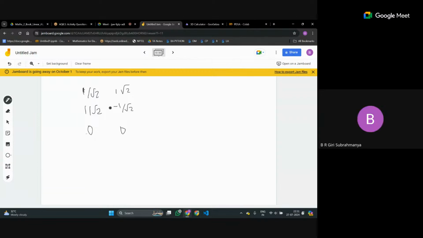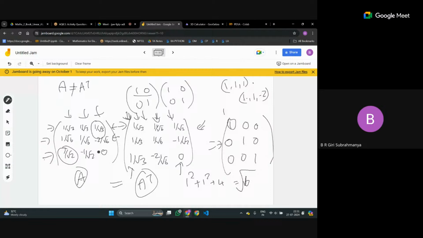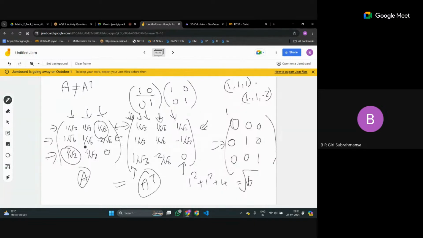No, then the transpose will be the same, right? We don't want the transpose to be the same. That's the issue. Here we have seen that A transpose is not the same, but we should also see if A transpose times A is equal to the identity matrix. This is also something we have to check. A transpose times A: is this also the identity matrix?